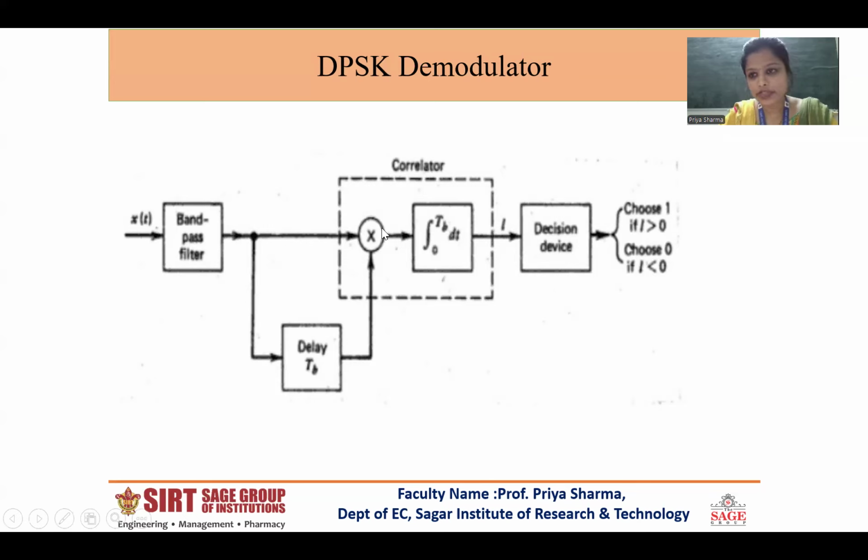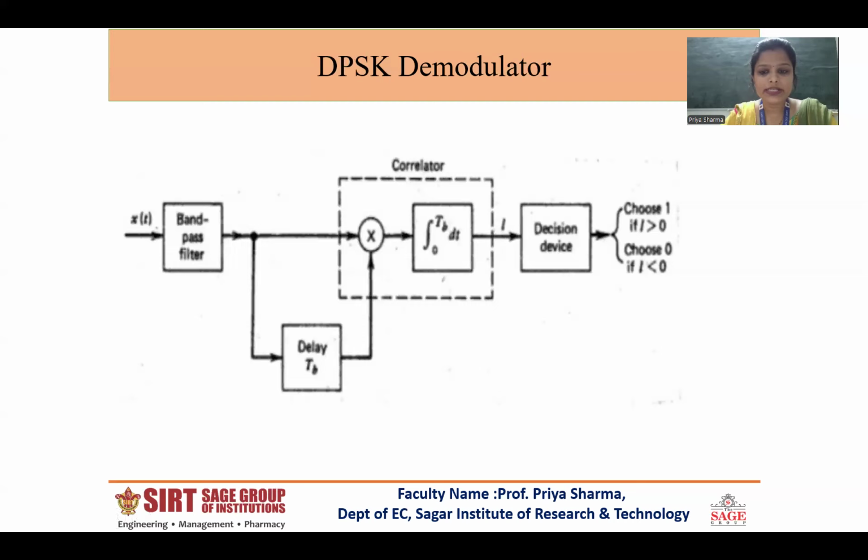Correlator, as I have told you earlier, is a combination of a balance modulator and an integrator. The difference between the original signal and its delayed version is proportional to the difference between the carrier phase of the received DPSK signal and its delayed version measured in the same bit interval. This phase difference is used to determine the sign of the correlator output for each bit interval. When the phase difference is 0, the integrator output is positive. And when the phase difference is 180°, the integrator output will be negative.